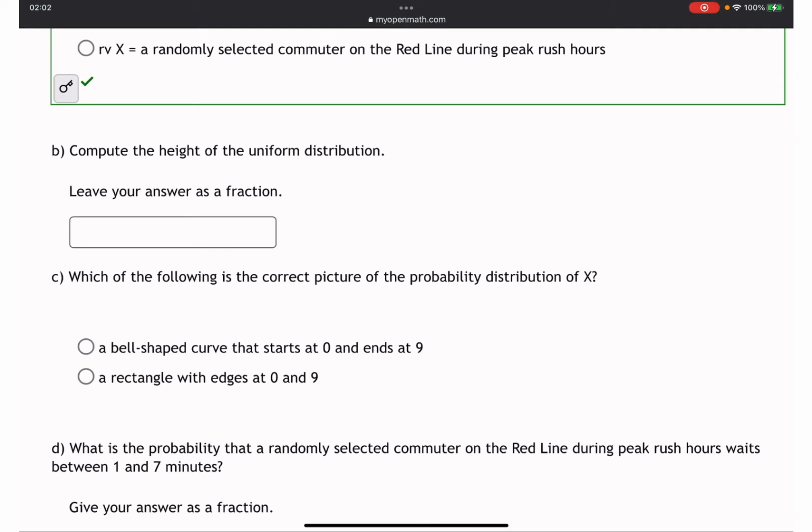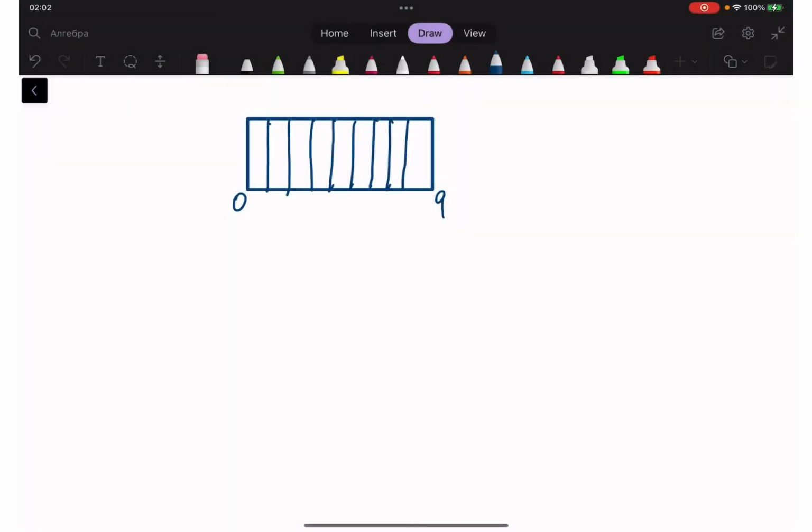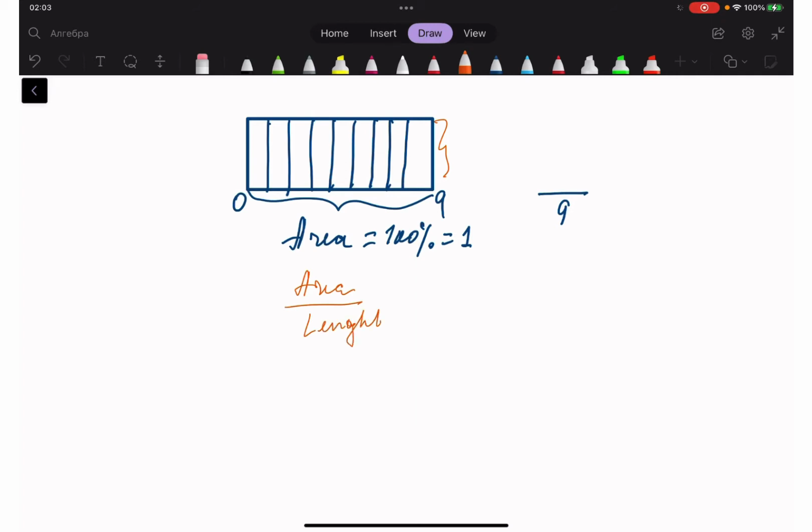Next one. Compute the height. So if we are going from 0 to 9, we have a total of 9 pieces, and the height is going to be 1 in total. Why? Because the entire area of the rectangle is 100%, because the whole data is in there, which means 1. So if this is our length, 9, the width is going to be the area divided by length, because length times width is the area of a rectangle, correct? Since the area is 1 and the length is 9, it's going to be 1 over 9.